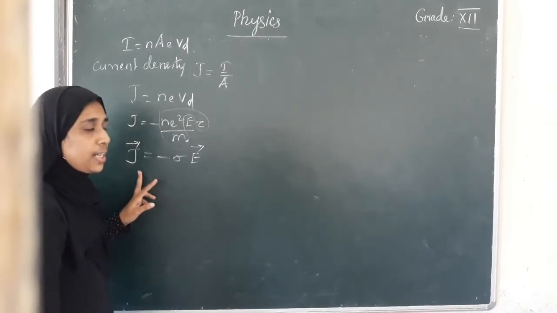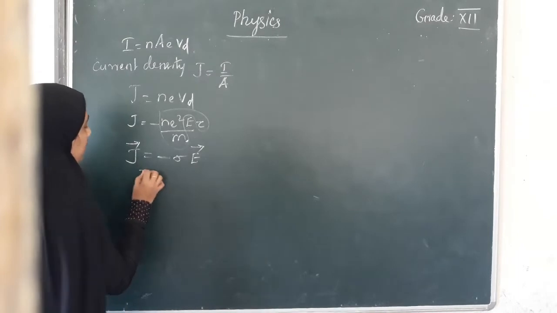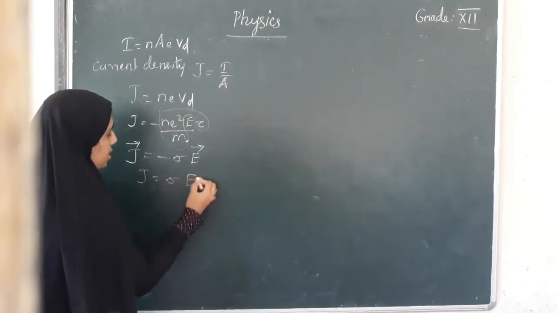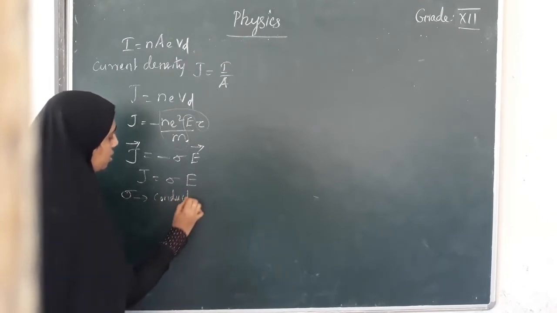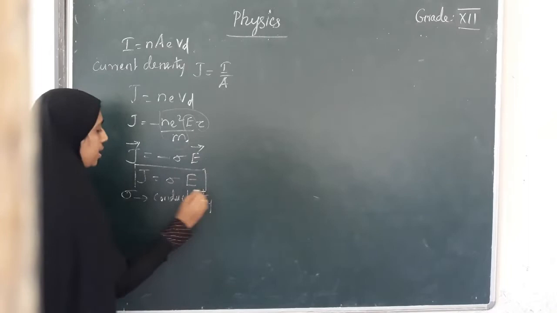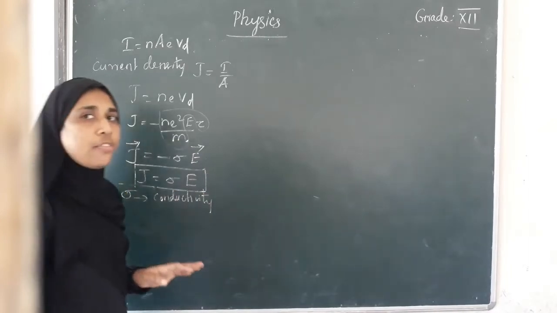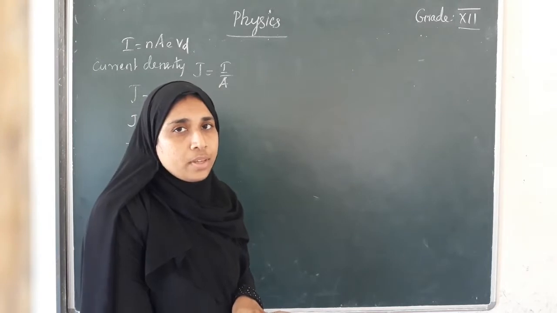When we consider the current density and the electric field in the same direction, we can write J equal to sigma into E, where sigma is known as the conductivity of the material. So J equal to sigma E is known as the microscopic form of Ohm's law.